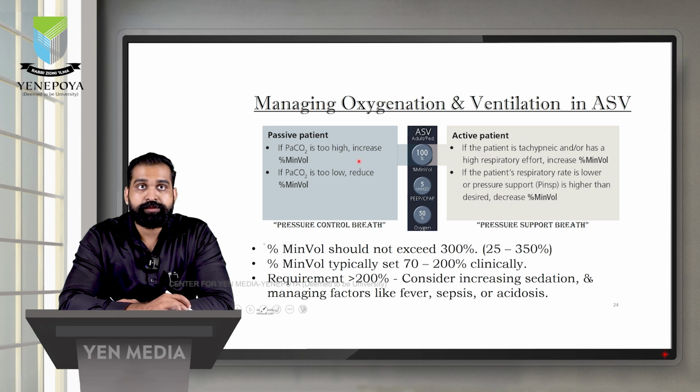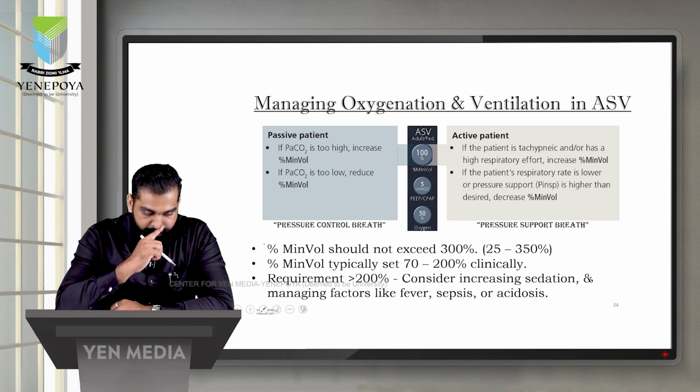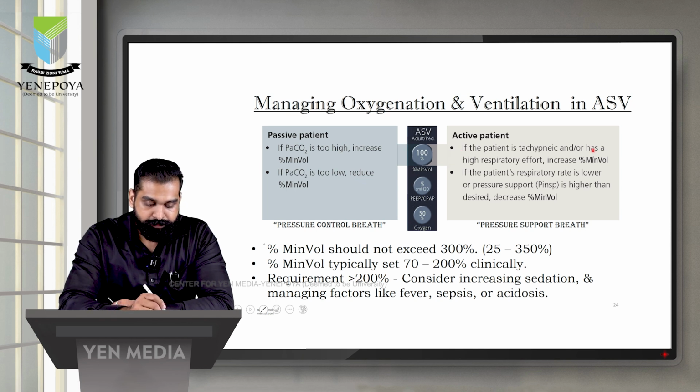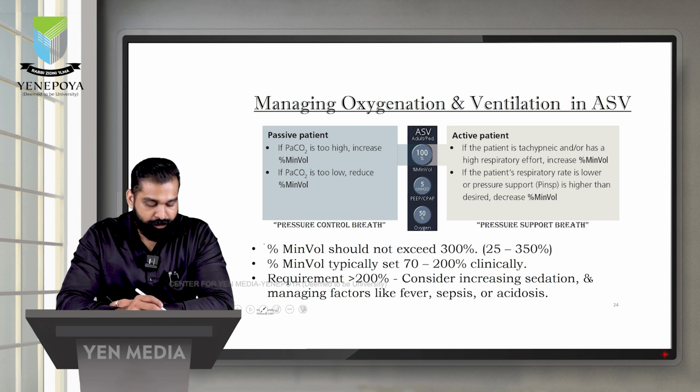Now, if a passive patient builds up CO2, then all you have to do is increase the percent minute volume. Now, if the CO2 is too low, then reduce the percent minute volume. Now, in an active patient, if the active patient is tachypneic, then increase the percent minute volume support. Now, if the active patient's respiratory rate is lower or the pressure support is higher than desired, then you simply decrease the percent minute support.